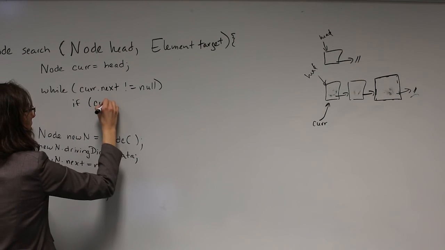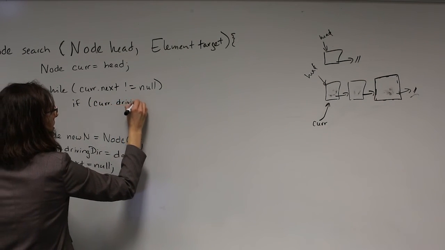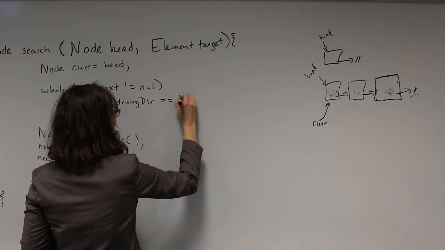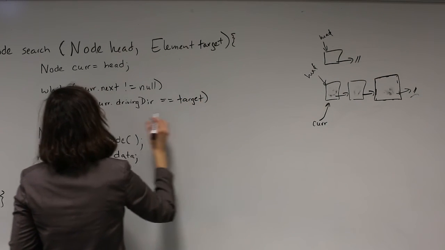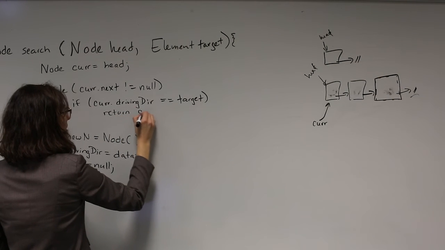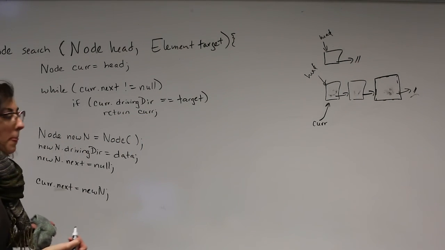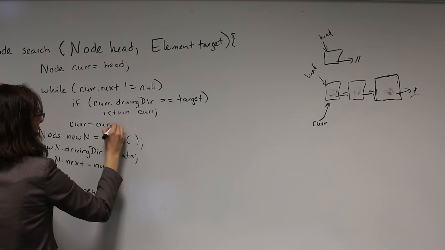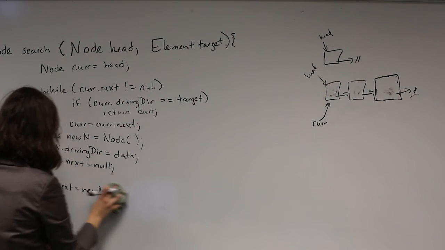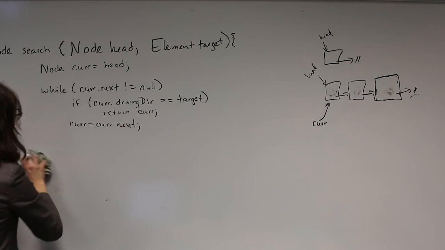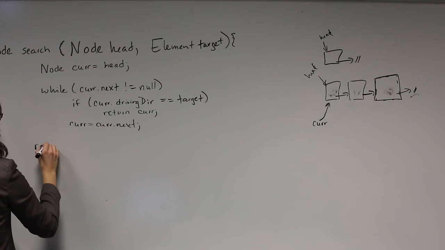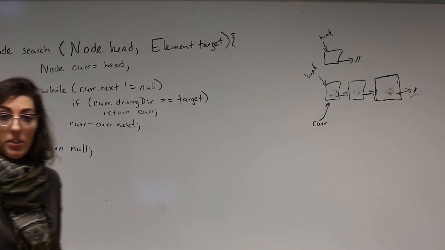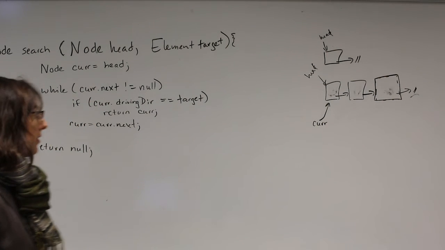If the node that we're looking at equals the target, conceptually, then let's return the current element. And if we didn't hit this return statement, then like before, just move it forward. If we never hit that return statement, then perhaps I will return null if I don't find the element in the list. That was probably a good test case that I should have thought about earlier.